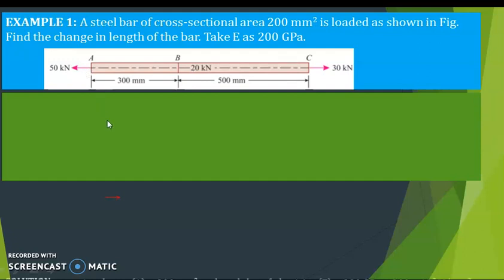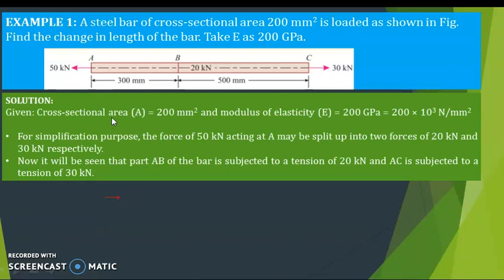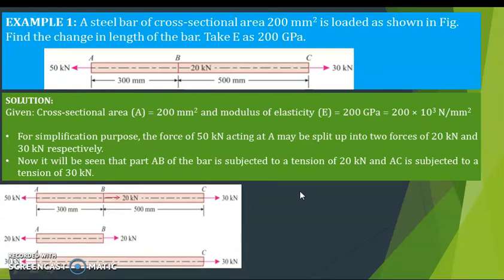So how can you calculate this? See, I have told you first, when you consider the deformation, that P has to be the same at both sides. It has to be subjected to the same tension or same compressive force. So first we will see what the given data are. Steel bar cross-sectional area is given as 200 mm square and modulus of elasticity is given as 200 GPa. So convert into millimeters, Newton per millimeter square. It becomes 200 into 10 raised to 3. For simplification purpose, how can you do it, right?